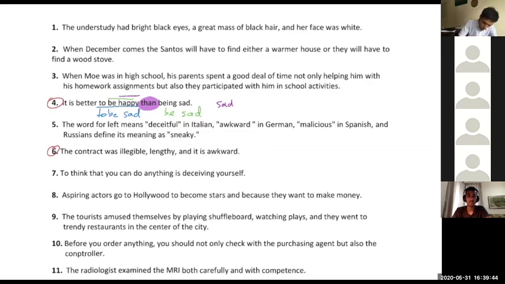Okay, so you guys are getting it. The contract was illegible, lengthy, and, well, it would be awkward. This is not needed to make it parallel. Otherwise, the contract was lengthy, was illegible, was lengthy, and was awkward. Notice how the tense is changed here, right? And the conjunction here, and.